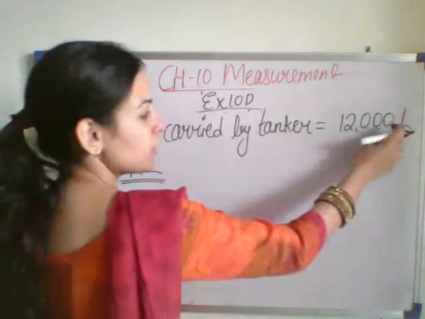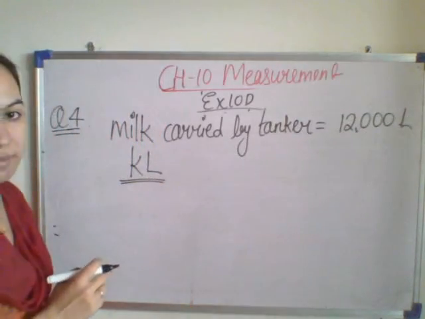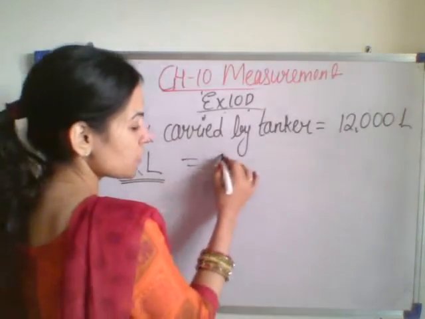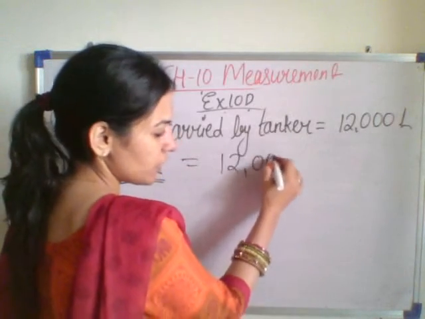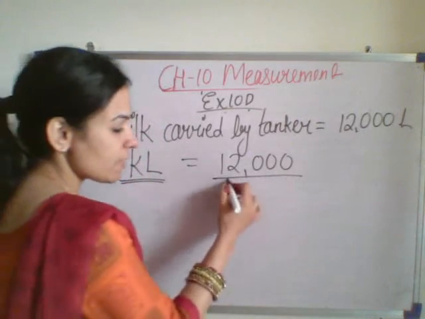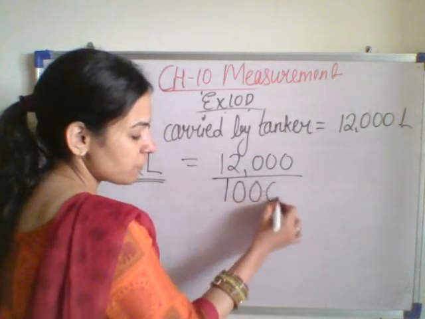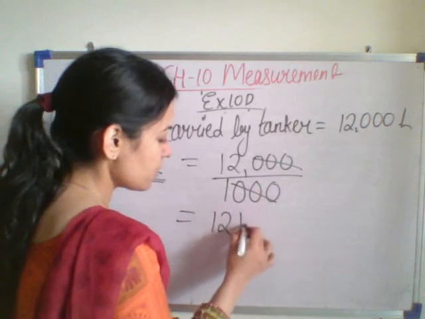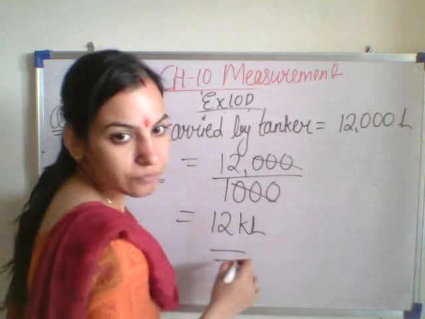So we have to convert the liter into kiloliter. Liter is smaller unit and kiloliter is greater. So whenever we are converting the smaller unit into the larger one, we have to divide it. So we have to divide it with the 1000. So it would be 12 kiloliter.